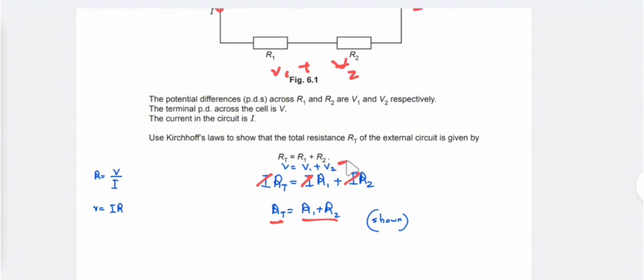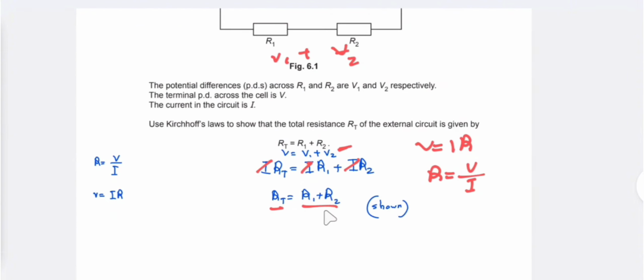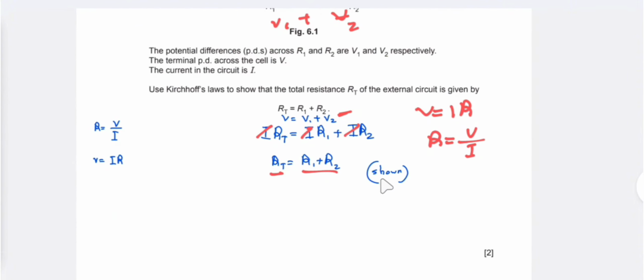So by using Kirchhoff's second law, EMF is equal to the sum of the potential differences, and we know that voltage V is equal to IR. After substituting the values, we cancel the value of I because in a series circuit the current is the same. So R total is equal to R1 plus R2 as shown.